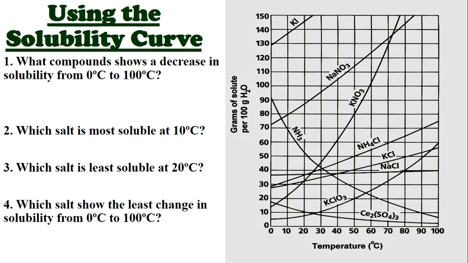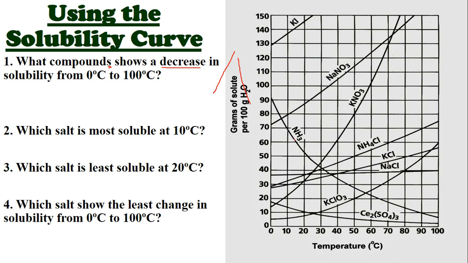It says which compounds show a decrease in solubility from 0 degrees Celsius to 100 degrees Celsius. So a decrease is your thing. If the line's going up, it's an increase. If the line's coming down, it's a decrease. So you have to look across all the lines.